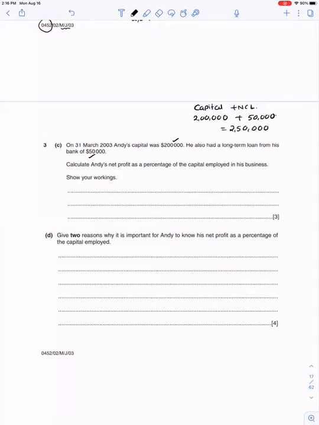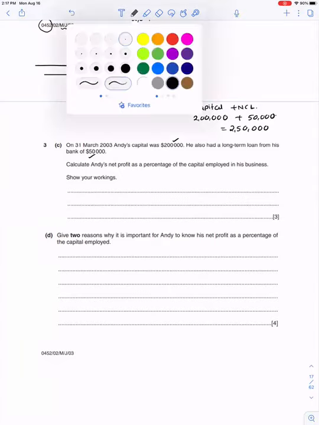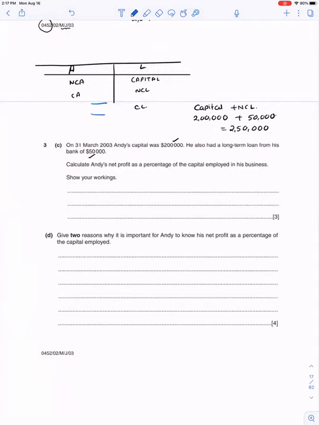Because we're talking about capital employed, let's look at the horizontal format of your balance sheet. Here you have your assets, here you have your liabilities. You will have non-current assets, current assets. Here you will have capital, non-current liability, and current liability. Then you would have your total assets, and here you will have your total liabilities. This highlighted part, that is capital plus non-current liability, is the capital employed.